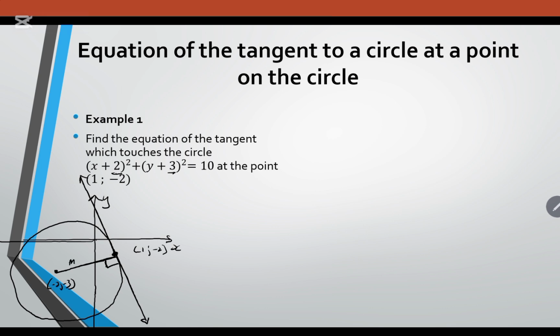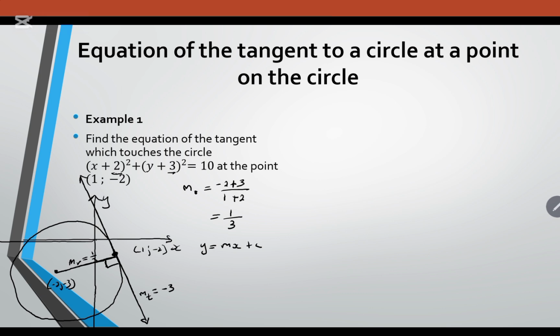So the gradient of the radius will be given by this formula. The gradient of the radius is equal to change in y over change in x. So that is -2 minus -3, that will be -2 plus 3, divided by 1 minus -2. So this is equal to 1 over 3. So the gradient of the radius is 1 over 3. Now, if the gradient of the radius is 1 over 3, therefore the gradient of the tangent is equal to -3.